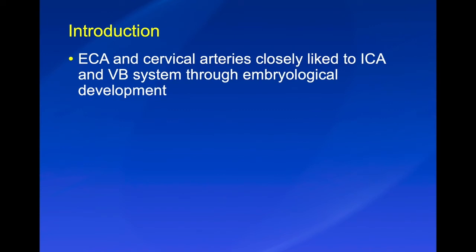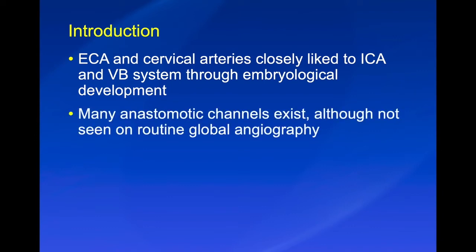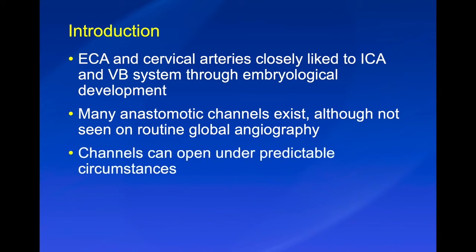So just a basic introduction. We know that the external carotid artery and other cervical arteries are closely linked to the ICA and vertebrobasilar system through embryological development. Many anastomotic channels exist between the extracranial arteries and the ICA and vertebrobasilar system, although they're not seen on routine global angiography. And these anastomotic channels open up under predictable circumstances.